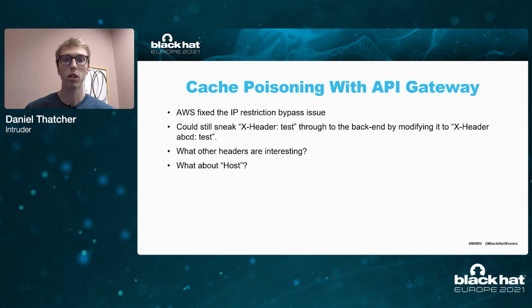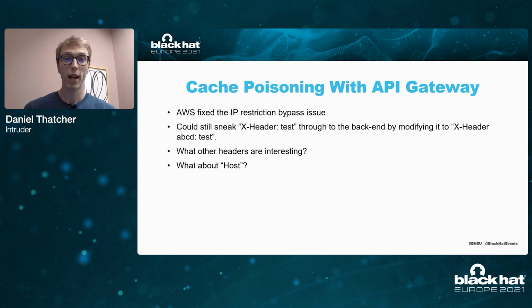Another example we're going to look at today is cache poisoning. So I reported the issue with bypassing the resource policy IP address restrictions to AWS, and they fairly promptly fixed it. However, I noticed that I could still sneak headers through to backend servers using that same mutation of adding a space and some trailing characters. So I started to think about what else I could add here that could be interesting.